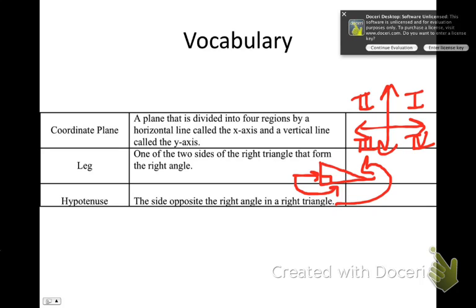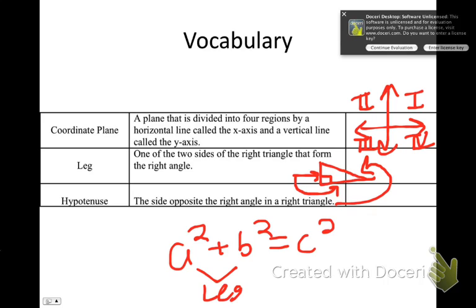Okay, who can tell me what the Pythagorean theorem is? Who remembers? Troy? Very good. A squared plus B squared equals C squared, where A and B are the legs and C is the hypotenuse. Okay? A and B are the legs, C is the hypotenuse there.